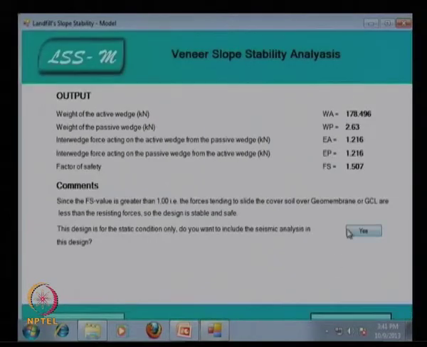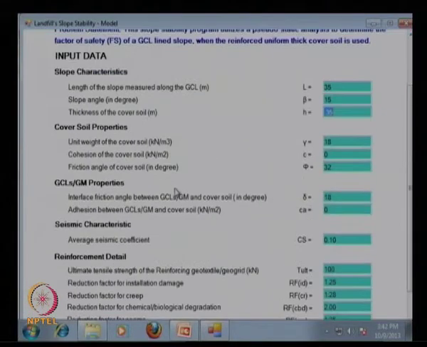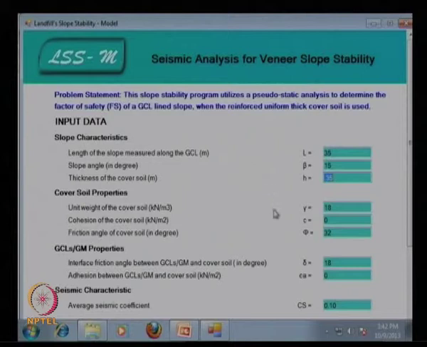Now if you want to include the seismic also, yes, then this problem statement, the seismic analysis for slope stability, that problem statement, the slope stability program utilizes the pseudostatic analysis to determine the factor of safety Fs of a geosynthetic clay liner slope when the reinforcement uniform thick cover soil is used.